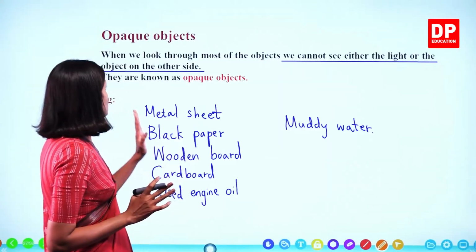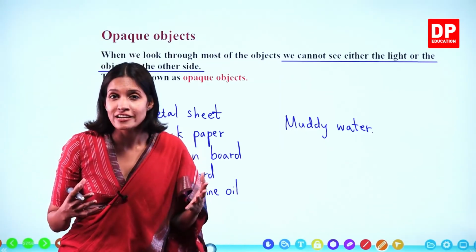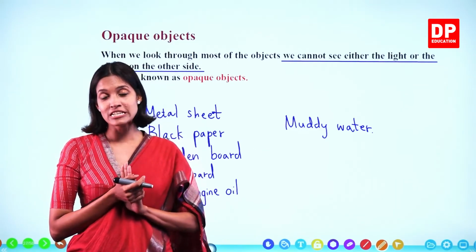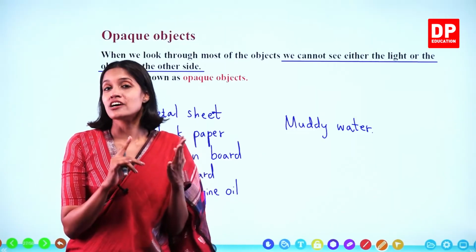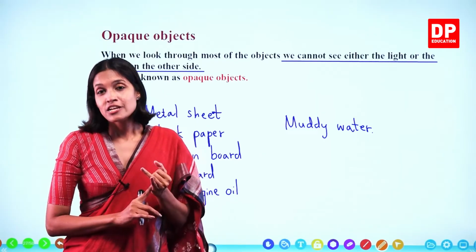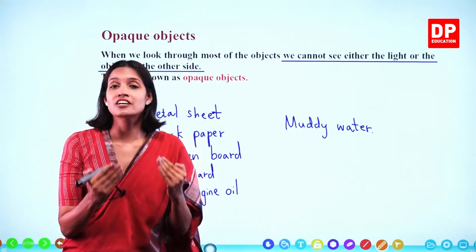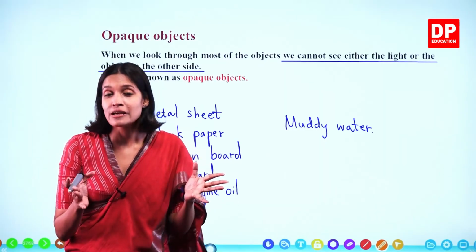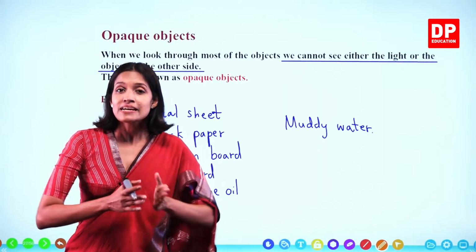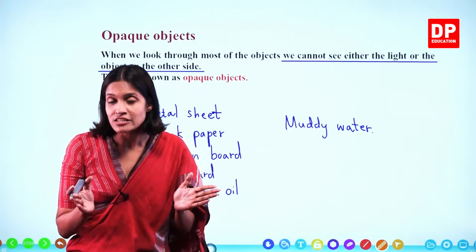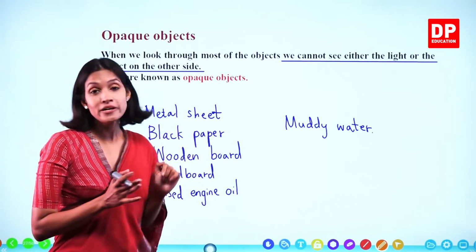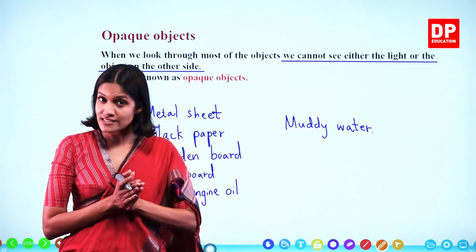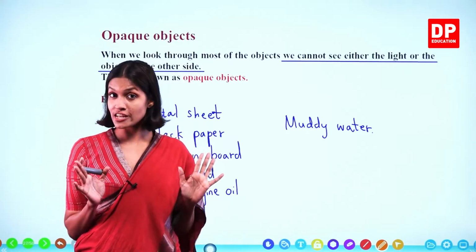So these are the examples for opaque materials. Understand, children? Based on the way that light travels through different materials, now you all know there are three different types of materials: transparent materials, translucent materials, and opaque materials. When you take transparent materials, light travels through them very well. But when you take translucent materials, light travels through them only partially. And when you take opaque materials, light does not travel through them. Understand, children? We hope this part is very clear now.